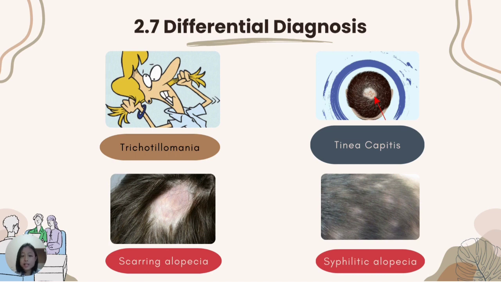And last but not least, we have scarring alopecia as a differential diagnosis, where the bald skin in this condition differs from AA in terms of strong inflammation and scarring development.